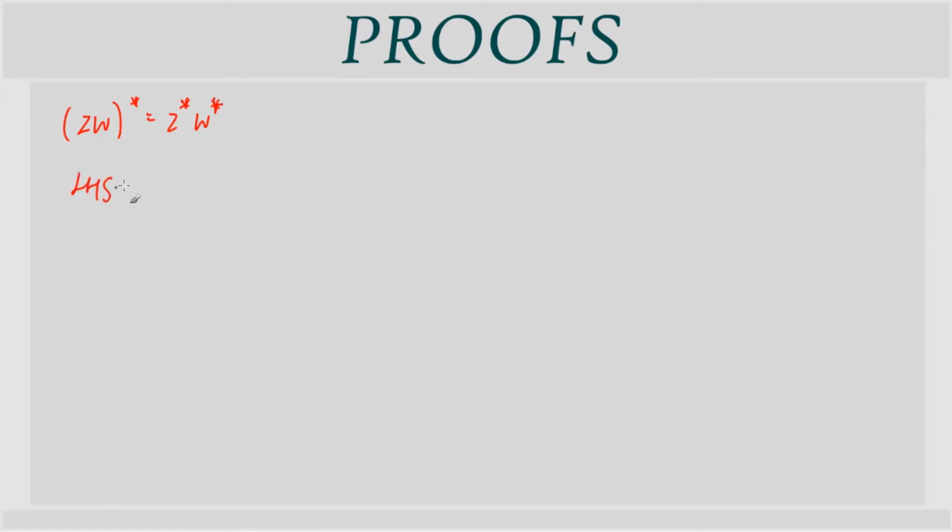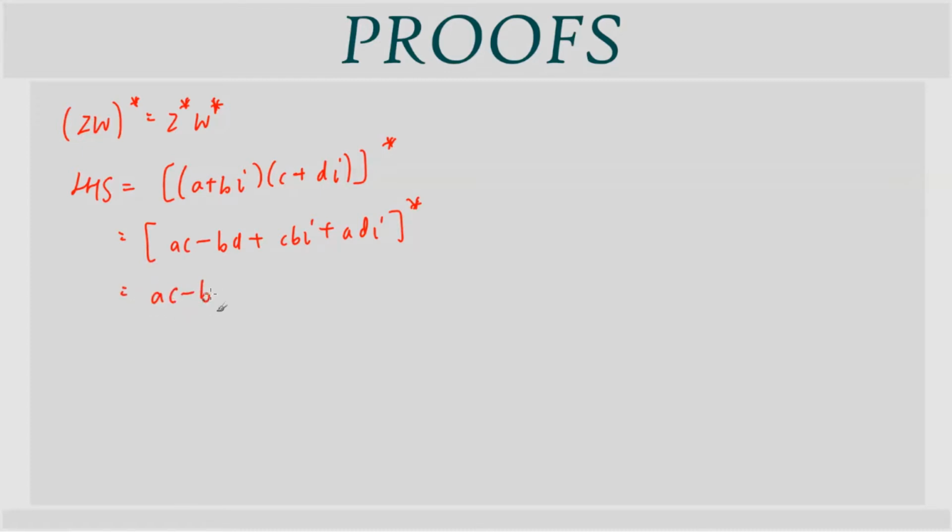Left hand side is equal to A plus BI, using A, B, C, D again. A plus BI times C plus DI, whole thing conjugate. You get AC minus BD plus CBI plus ADI, whole thing conjugate. So that's the real component, AC minus BD, minus the imaginary component. So all the signs change to negative. And I'm going to factorize out the C in this case, giving me my Z conjugate over here. And what I'm left with is negative D times B plus AI.